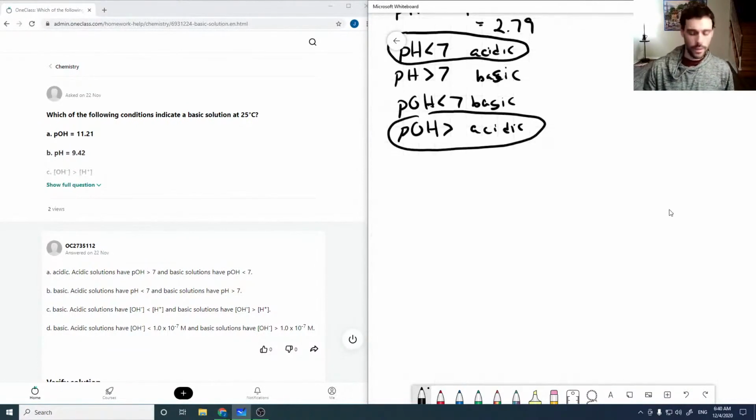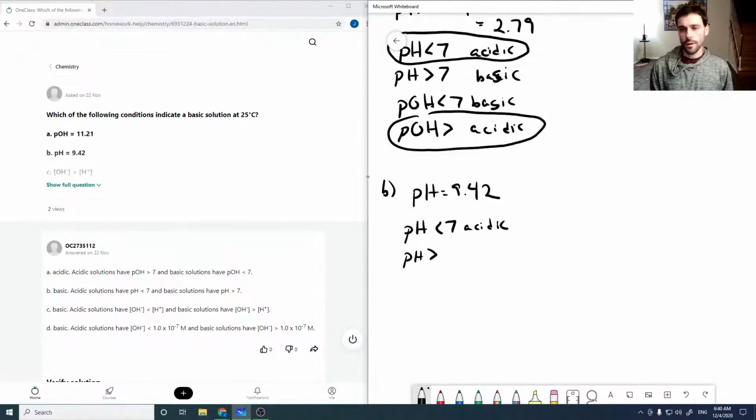So then for B, we have a pH of 9.42, and again, here we have pH less than 7 is acidic, and a pH greater than 7 is basic. If we look, it's greater than 7, so that's basic.